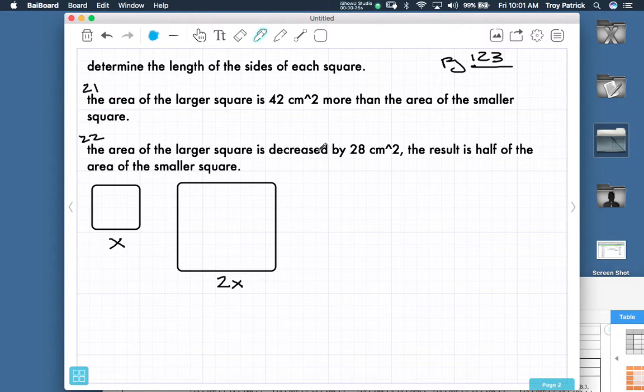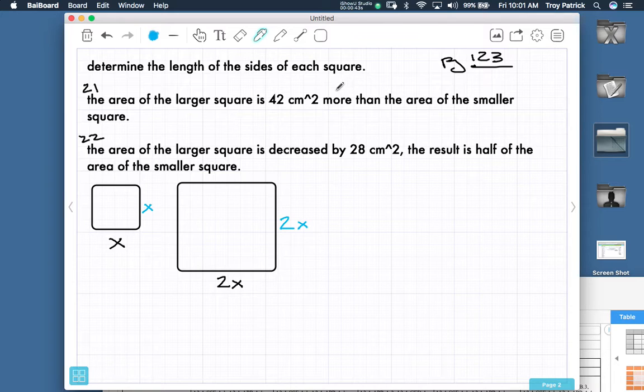Determine the length of the side of each square. Okay, so number 21. We got two squares, one with side x, so we can make the assumption that the other side is going to be x, and one with side 2x, so we can make the assumption that the other side is 2x because squares have that property.